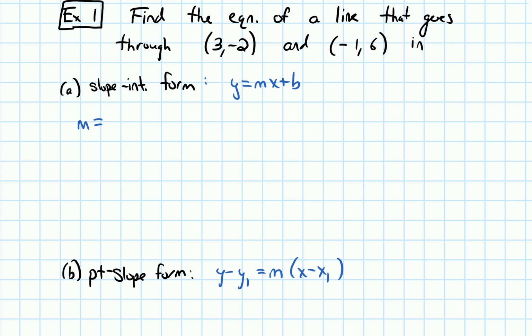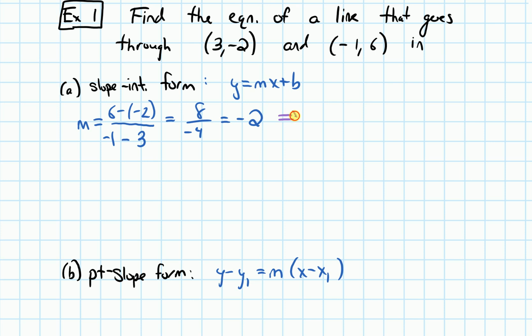So I'm going to subtract the y's on top, and it doesn't matter which order I subtract them in, so I'm just going to do 6 minus the negative 2. As long as I stay consistent with how I subtract the corresponding x's on the bottom. So if I put the 6 first on the top, then I have to put its corresponding x coordinate, which is negative 1, first on the bottom. So negative 1 and then minus the other x coordinate, 3. Okay, so now simplifying this, I get 8 on the top, negative 4 on the bottom, so that's negative 2. So that's my slope.